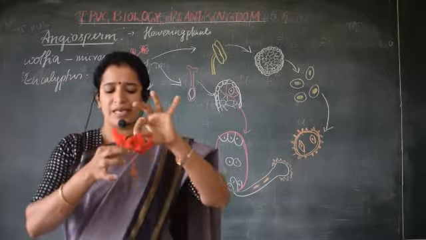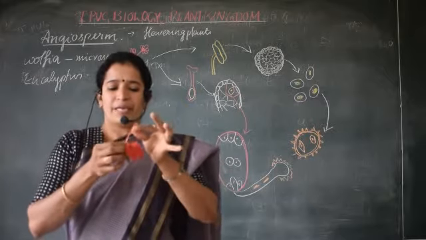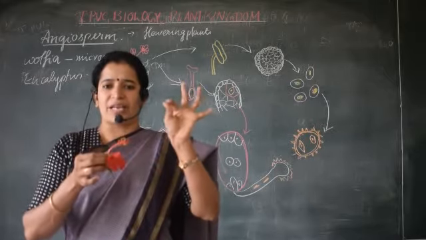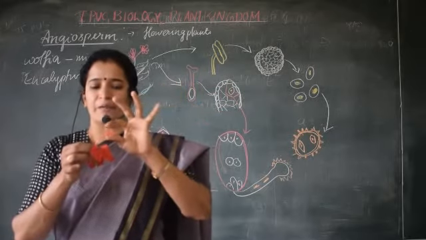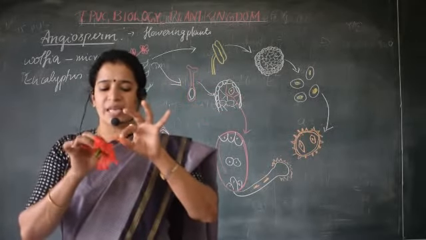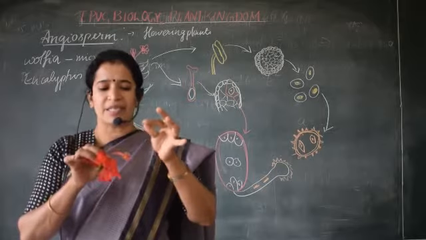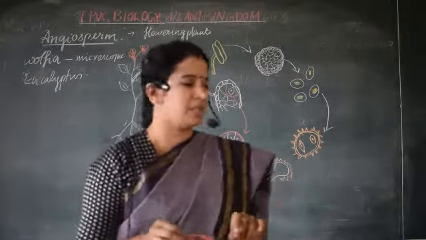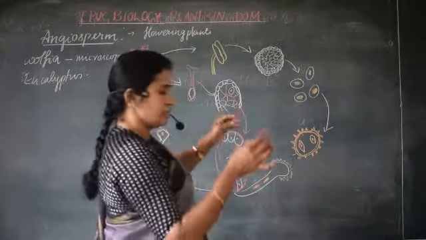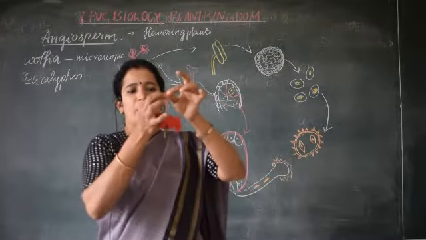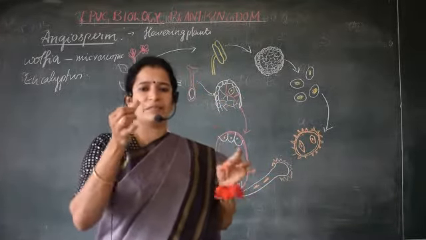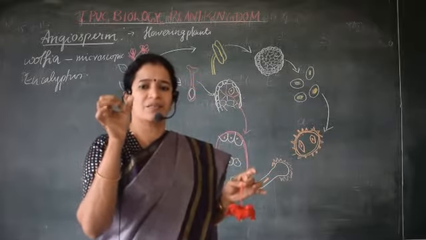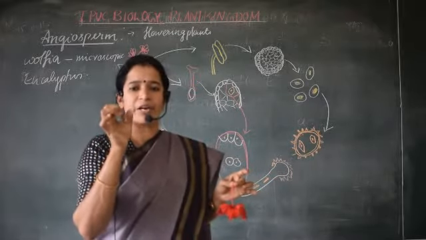Then you can see there are powder-like structures we can get if you touch the tip of this anther. So each part of this androecium consists of an anther and a filament. So just remove one anther and filament from this, and that is one unit of a male reproductive organ.